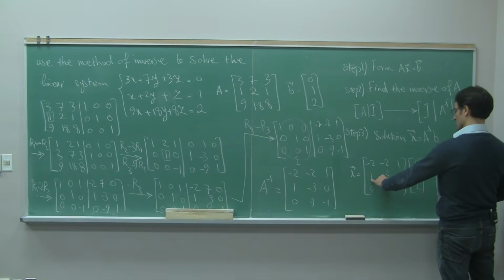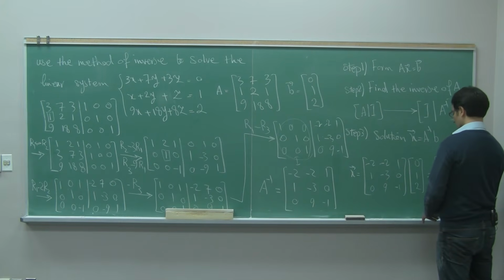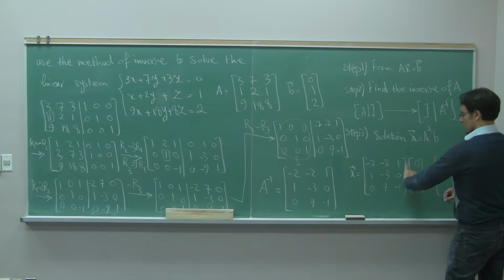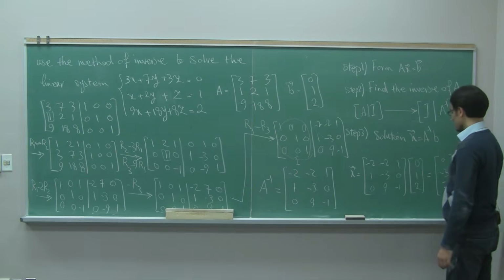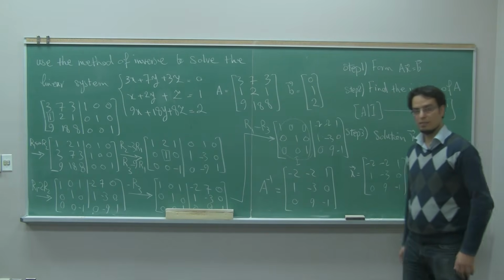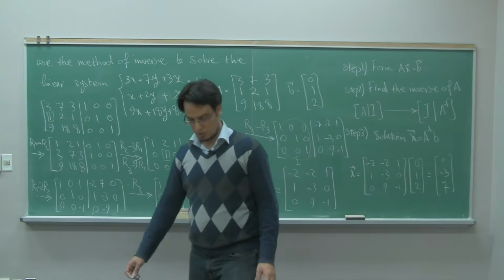Now this multiplied to that. 1 times 0 is 0, negative 3. This is negative 3. This times that, 0 times 0 is 0. 9 times 1 is 9. Minus 2 is 7. That's it. That's the solution.